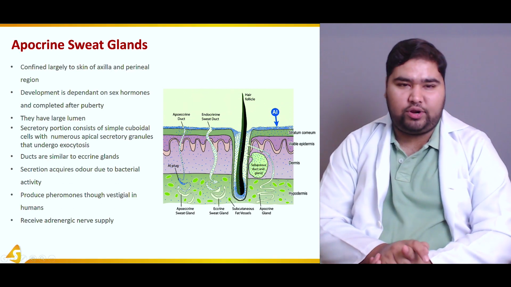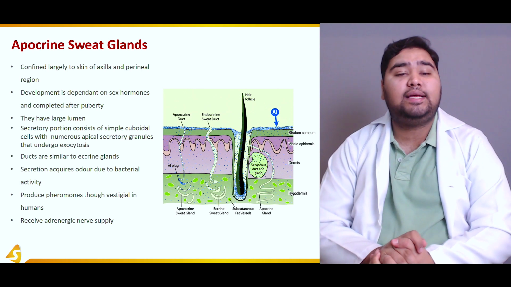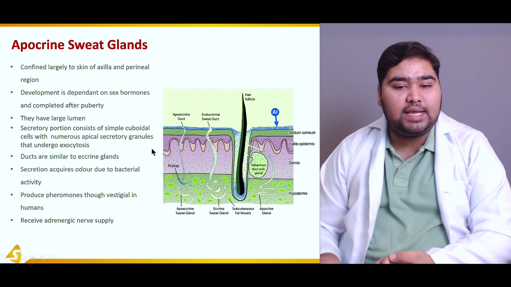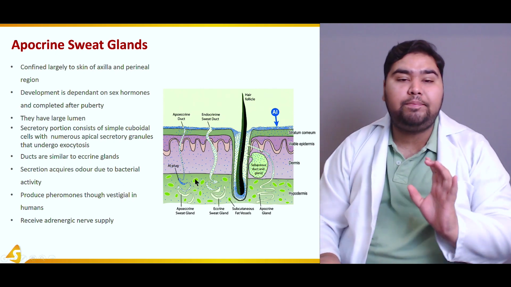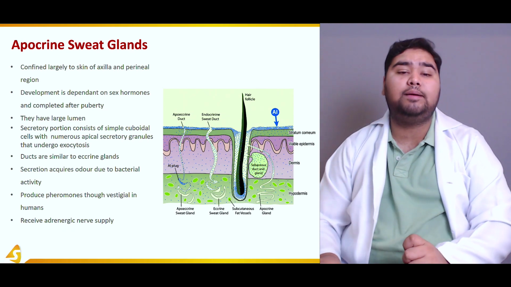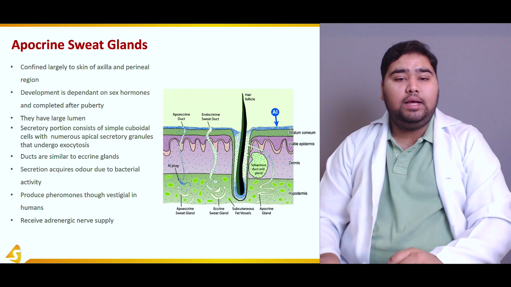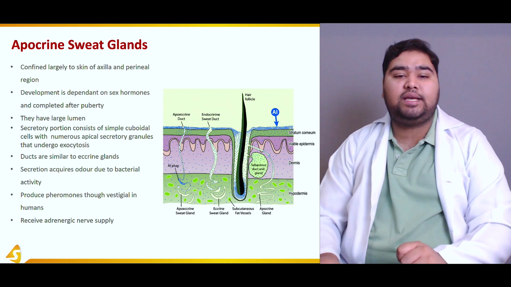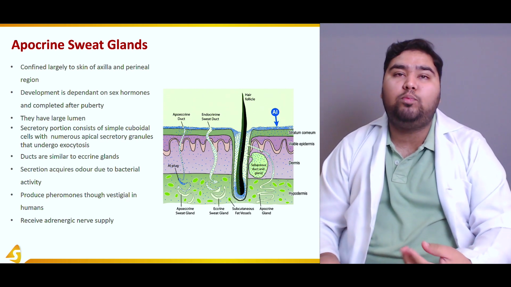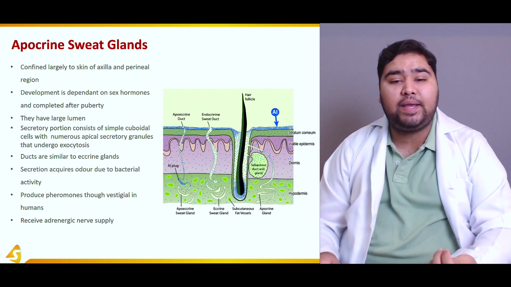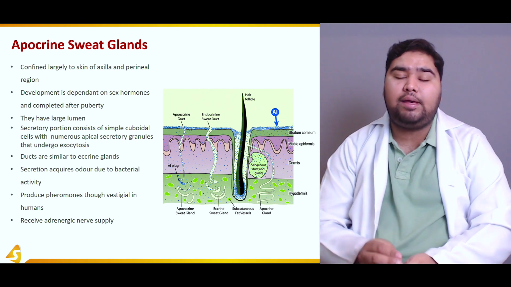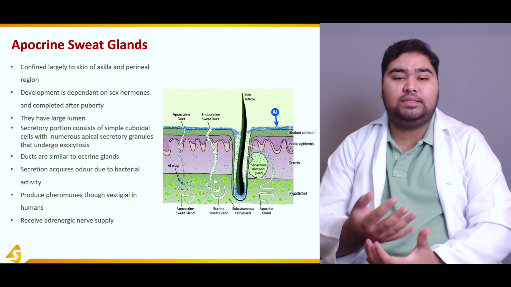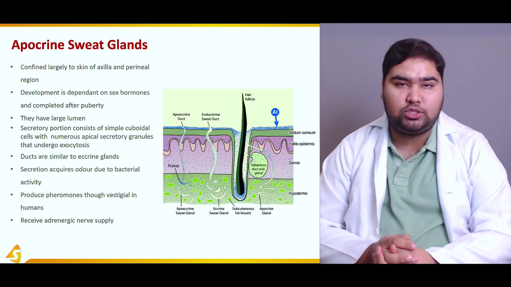Let's take a look at apocrine sweat glands. Apocrine sweat glands are confined largely to the skin of the axilla and the perineal region. Their development is dependent on the sex hormones and is completed after puberty. They have a large lumen as compared to eccrine sweat glands. The secretory portion is composed of simple cuboidal cells with numerous apical secretory granules. These apical secretory granules usually undergo exocytosis. Their ducts are similar to the eccrine sweat glands.